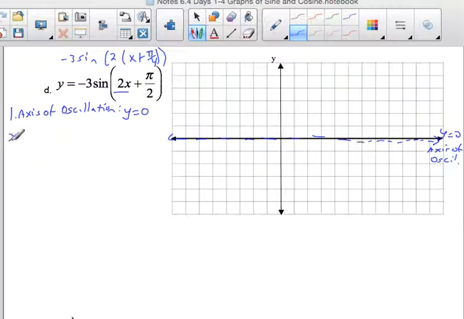Next thing we want to know is the amplitude. The amplitude in this case is positive 3. Remember, amplitude can never be negative. That comes from this 3 right here. That means my graph is going to move up 3 units and down 3 units from its axis.